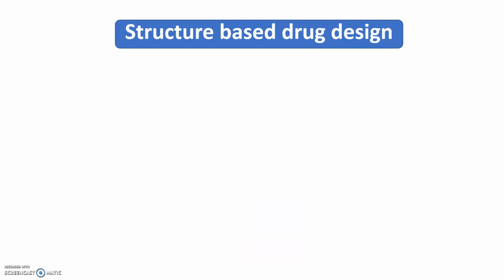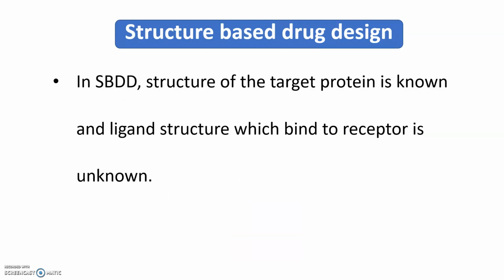Now, what is structure-based drug design? In structure-based drug design, the structure of the target protein is known, but the ligand structure which binds to the receptor is unknown. So mainly in structure-based drug design, the receptor structure is known, but the ligand structure is unknown.